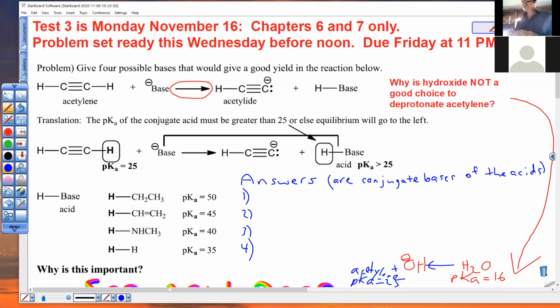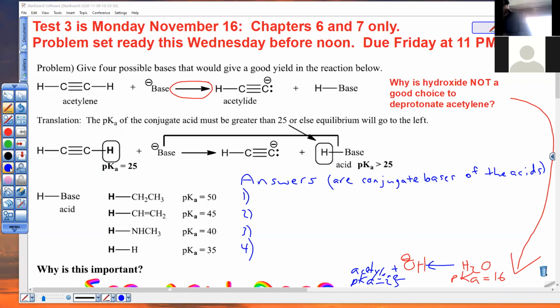It doesn't work. So what I've done is I've come up with the pKa's all that are greater than 25. These molecules are not the answer to the question. The question is, what base will deprotonate acetylene in a high yield? And these are the acids. Their conjugate bases will go towards numbers 50, 45, 40, 35, which are all greater than 25, which means you've successfully answered the question. So I need the conjugate base of each of these species.